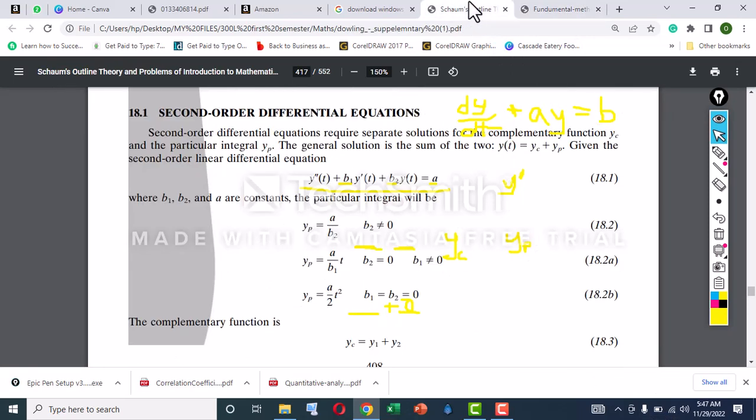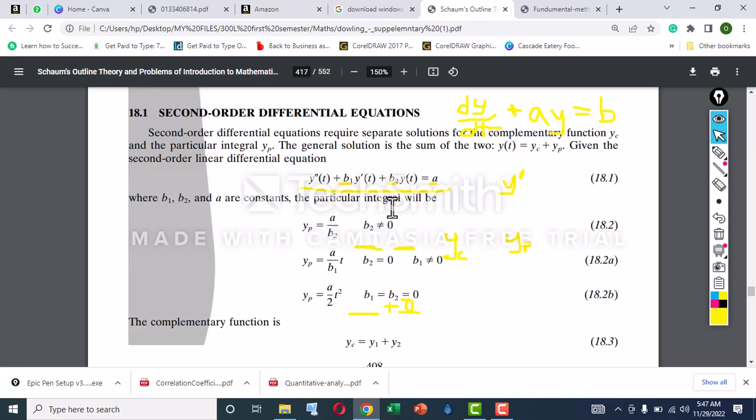But in second order differential equations, most times they will ask for the particular integral and the complementary function separately. If they like, they will then ask for the general solution, which is the addition of the two. So in first order, most of the time they ask for the general solution, before they come to complementary and particular.